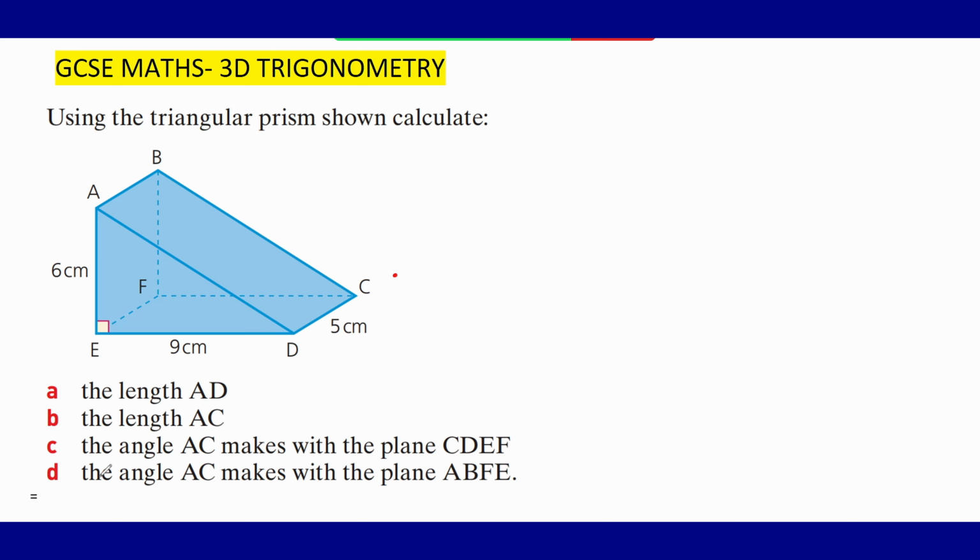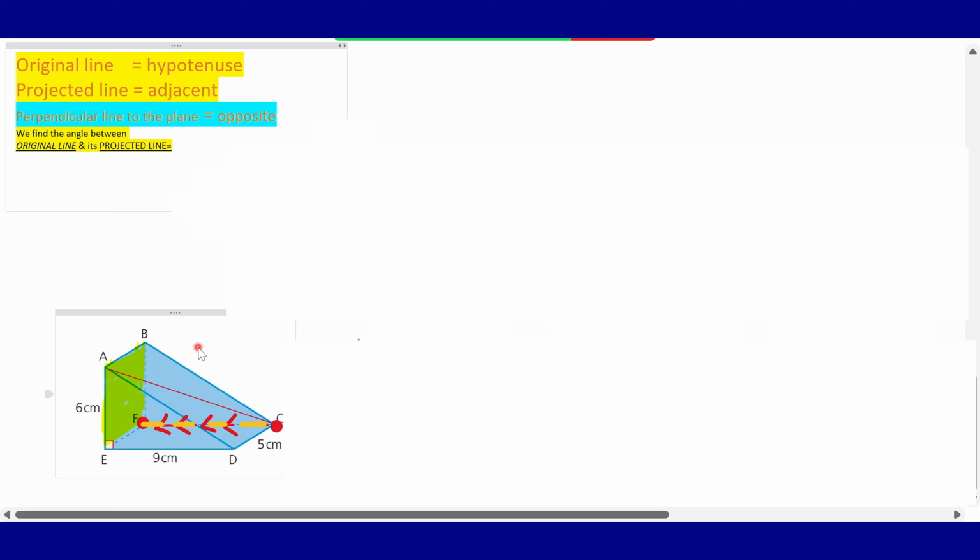Okay guys, now we are in question D. The angle that line AC makes with the plane ABEF. How do we do that? With the same idea, for the line AC, we have to draw the projected line of AC. We see that the point A is already in the plane AEFB. Now point C we have to project into this plane by dropping it perpendicularly to this plane.